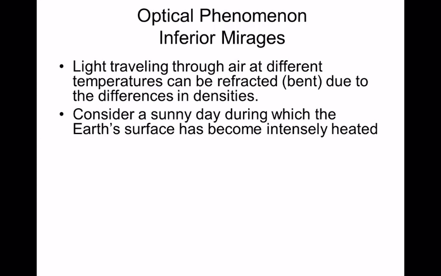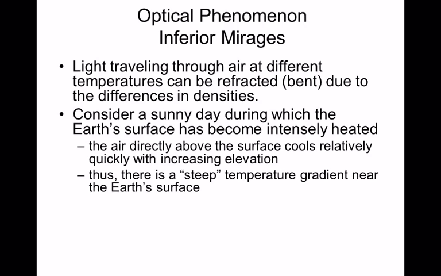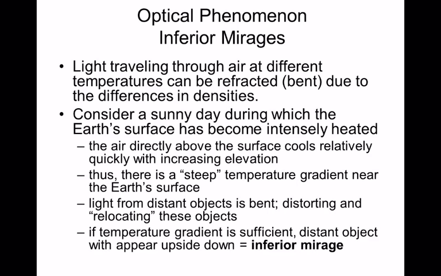Okay, so we're going to talk about two mirages. We're going to start with the inferior mirage. Now, we've all probably seen inferior mirages. Both mirages have to do with temperature differences. If you change the temperature of the air, basically you get a new medium, and if you have two different mediums, you can get refraction. So that's what's going on.